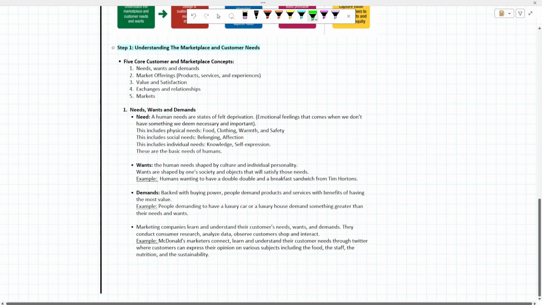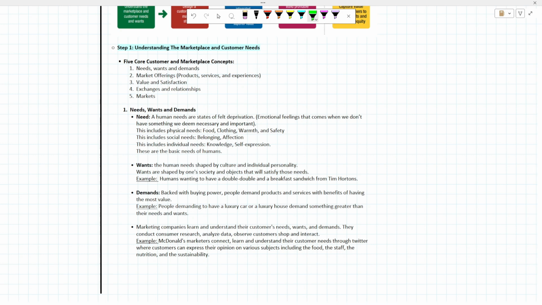Well, human needs are states of felt deprivation. It's the emotional feeling that comes when we don't have something we deem necessary and important. This includes physical needs where we need food, we need clothing, we need warmth, and we need safety. This includes social needs where we need to feel belonging, we need to feel affection in our social life. This includes individual needs of knowledge, self expression, and other ideas of how an individual needs to feel loved by themselves. So these are the basic needs of humans.